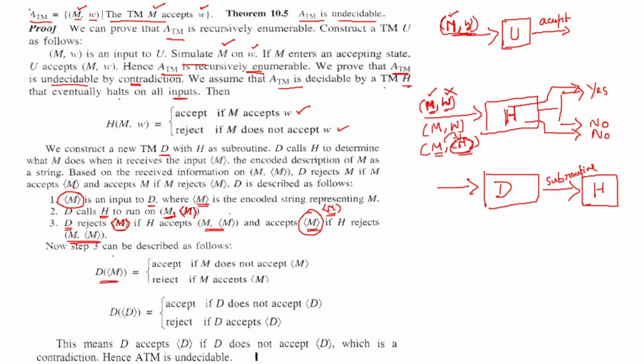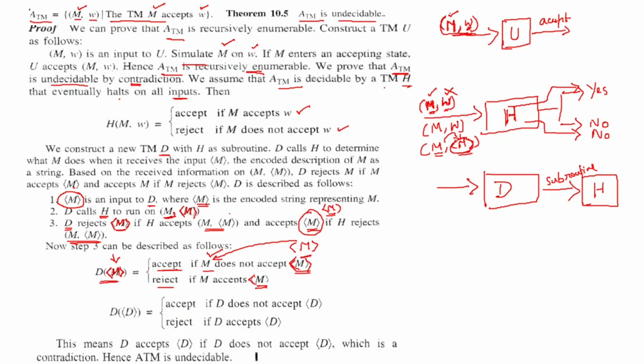If the encoded Turing machine M is given as an input to D, then it will accept if M does not accept the encoded M, and it will reject if M accepts the encoded M. This sounds very confusing, but I'll make it very clear. M is the Turing machine, and the M written in angular brackets is nothing but the encoded form of itself, which is given as an input string to M. D will accept if M does not accept encoded M, and it will reject if M accepts the encoded M. So this is how D works.